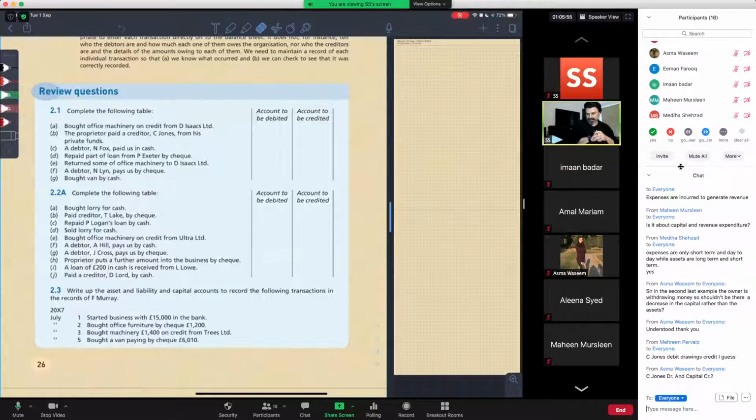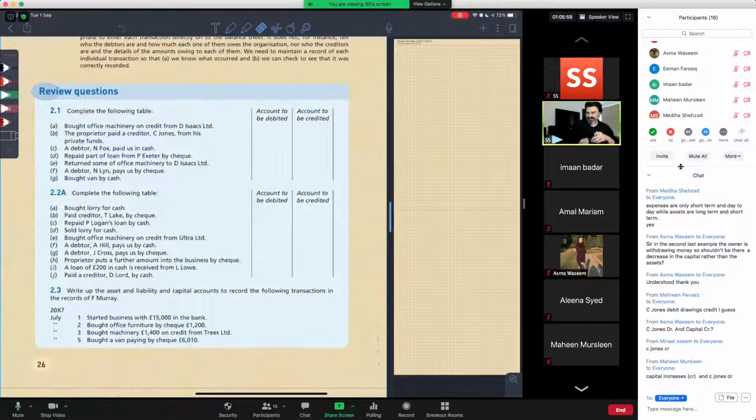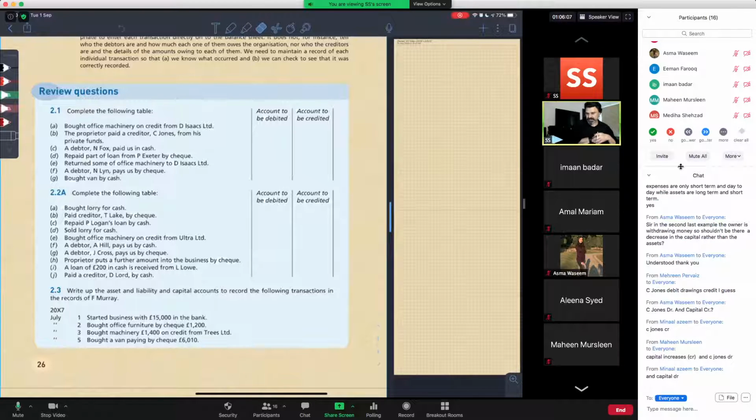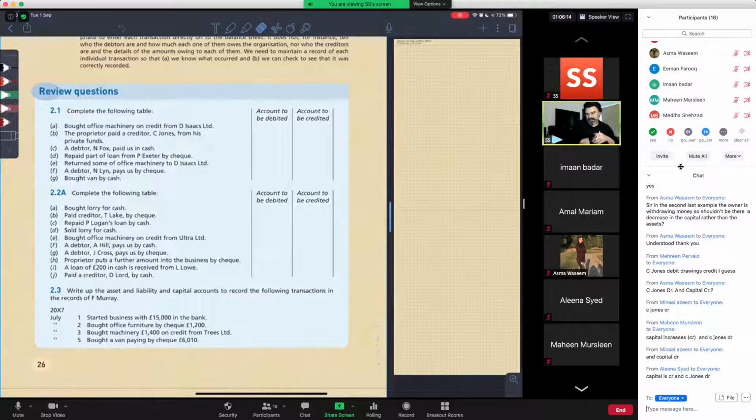ठीक है. Asma, very good. I think capital credit. अभी हम Asma discuss करते हैं बिल्कुल. You can also see the feedback from your friends in the chat. Capital increases credit, C. John's debit, Maheen Marceline, very good. Minal Azim has C. John's credit and capital debit. Minal का 2 parts में answer आया है. ठीक है, we will discuss.